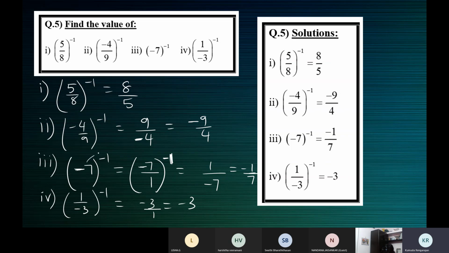I've written the question only again. I've written minus 7 as minus 7 by 1. See here, to the power minus 1 is a question only. Now here is the answer. Reciprocal of this, 1 by minus 7, or you can write minus 1 by 7. Both are correct.